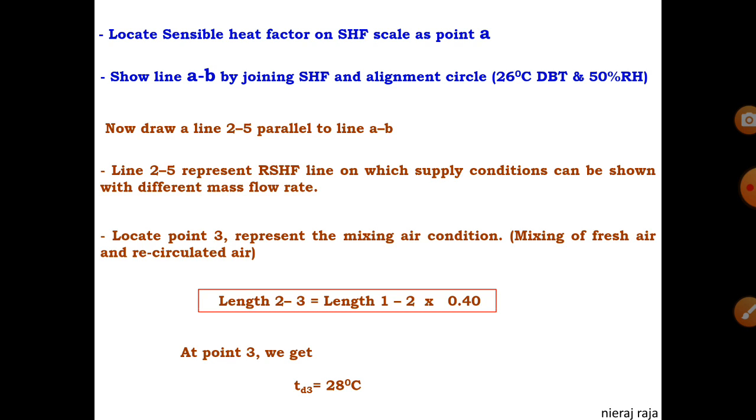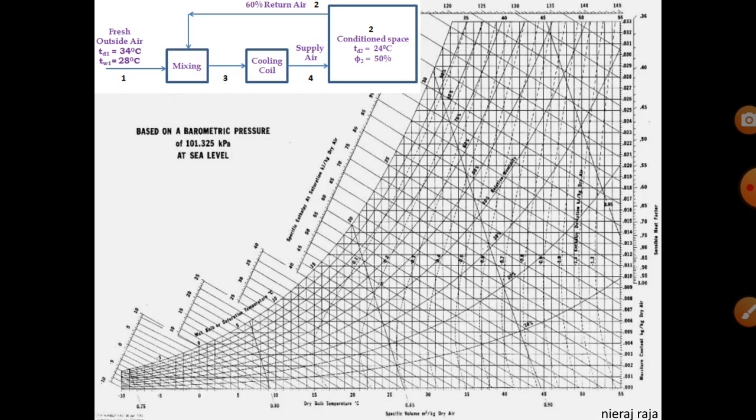Same thing, same processes, same steps that we have covered just now, we will do on the psychrometric chart. So this is your psychrometric chart, and in the left top corner you can see the schematic diagram of your air conditioning plant or airflow diagram. At first locate point number 1, that is 34 dBT and 28 WBT. Point number 2, representing the conditioned space, is 24 dBT and 50% RH. Join them and you can represent point number 3 on this.